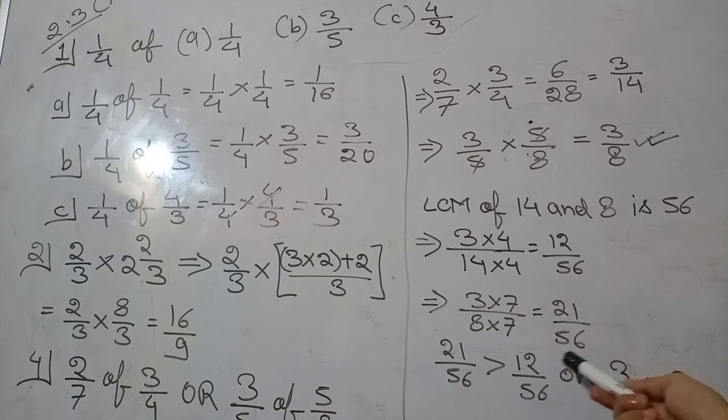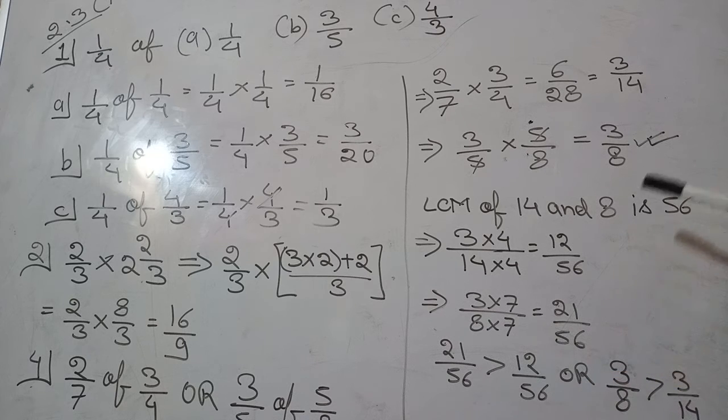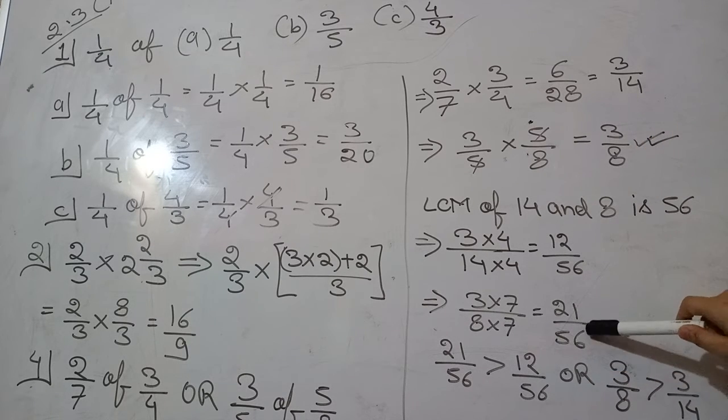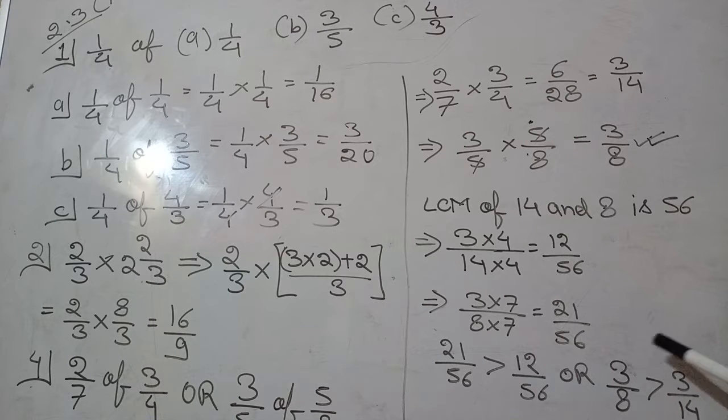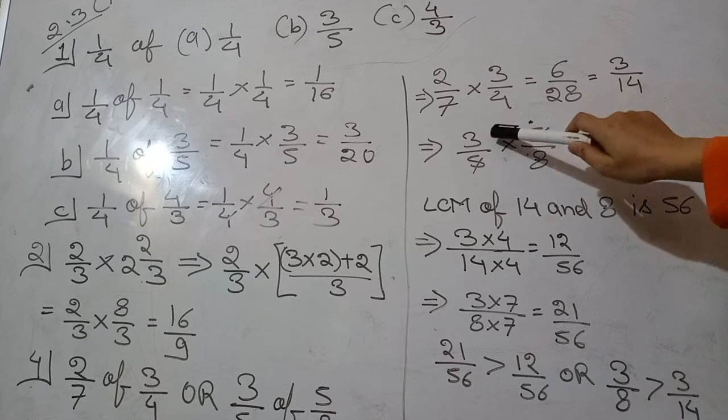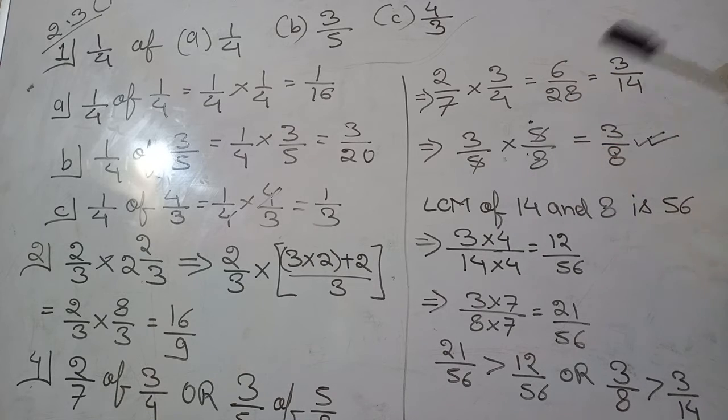Out of this you have to just see the numerator. Which numerator is greater? 21 is greater than 12 because denominators are same. So we can say that 21 by 56 is greater than 12 by 56. Or we can say 21 by 56 means 3 by 8. 3 by 8 is greater than 3 by 14. And 3 by 8 is which one? 3 by 8 is 3 by 5 of 5 by 8. So according to that, 3 by 5 of 5 by 8 is greater than 2 by 7 of 3 by 4.